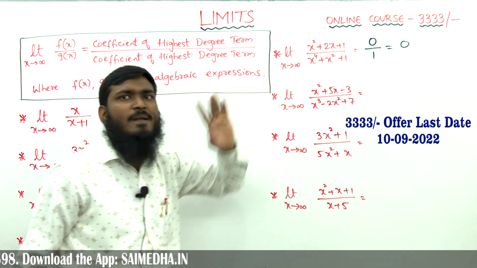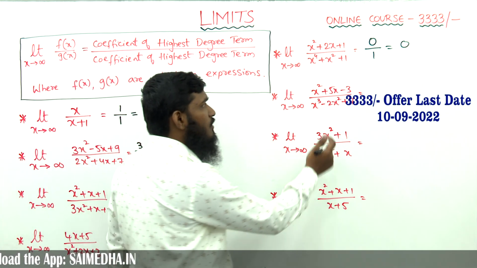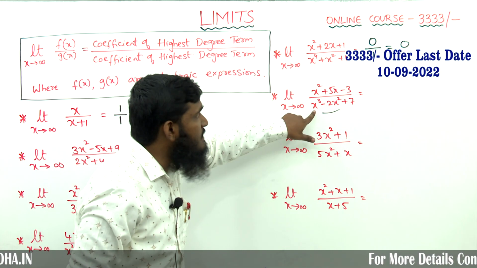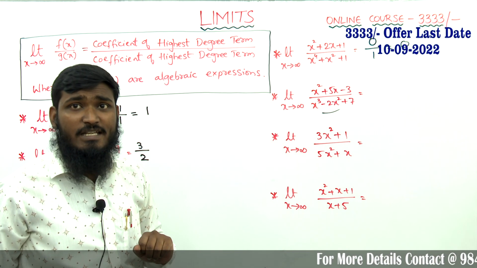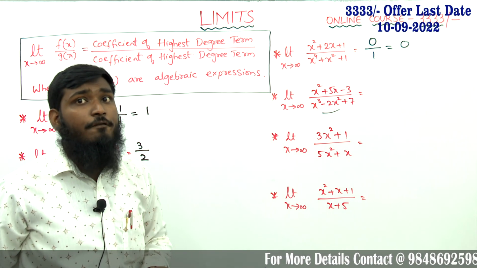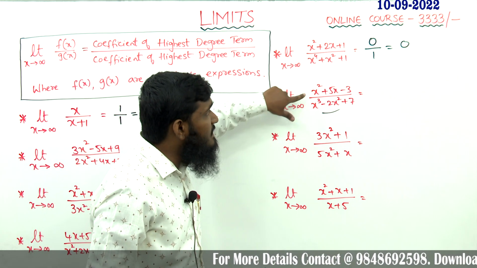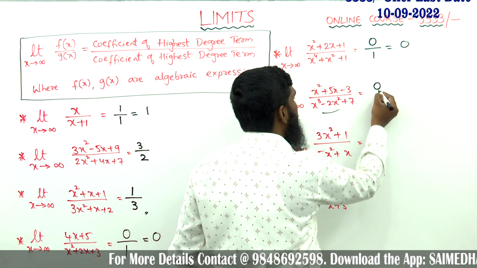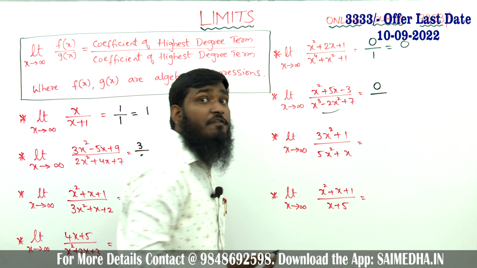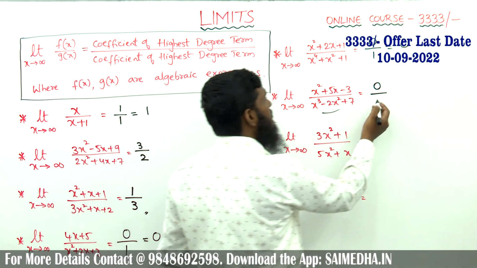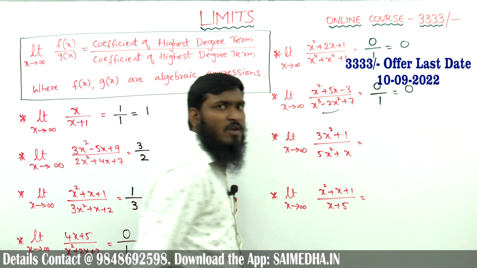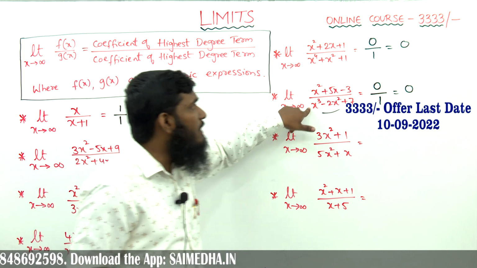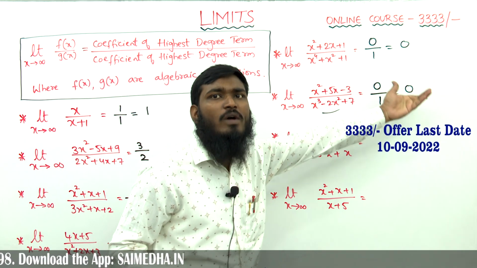Now next part, limit x tends to infinity, (x square plus 5x minus 3) divided by (x cube minus 2x square plus 7) is given. So in this part also, first we are identifying the highest degree term. What is the highest degree over here? Highest degree means x cube. Yes or no? So we have to select the coefficient. What is the coefficient of x cube in the numerator? We are not having any x cube part over here, so we take this part as 0 divided by the coefficient of x cube in the denominator, which is 1 again. So 0 by 1 is equal to 0. Or else if you are having some other number, let us take it as 5x cube, then 0 by 5 is equal to 0 only.